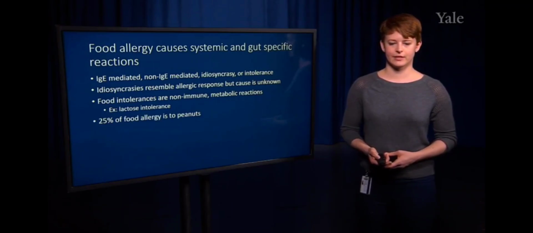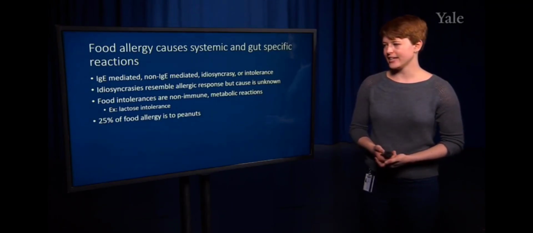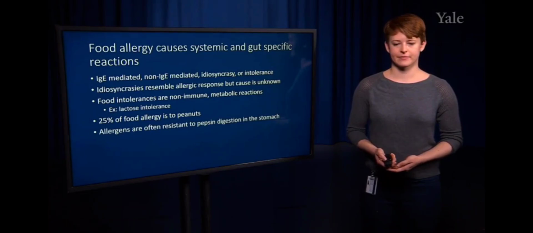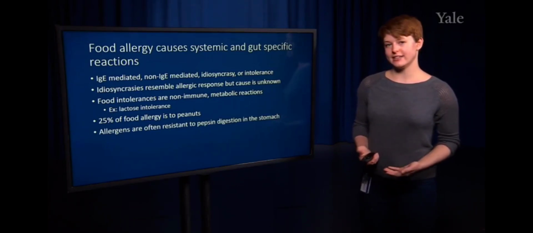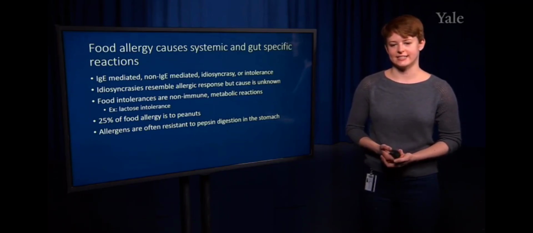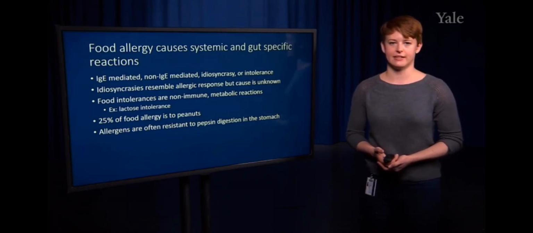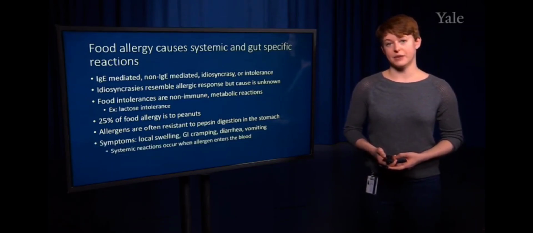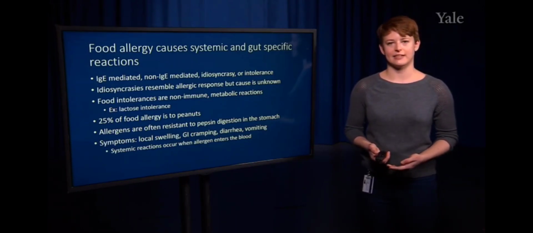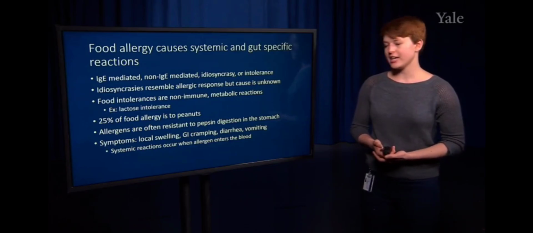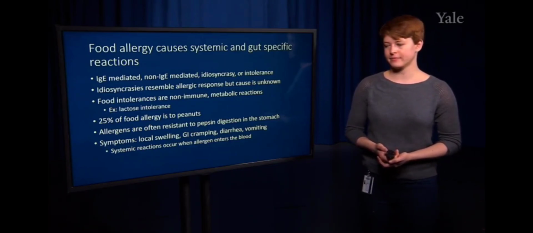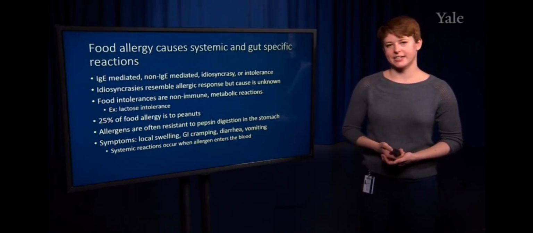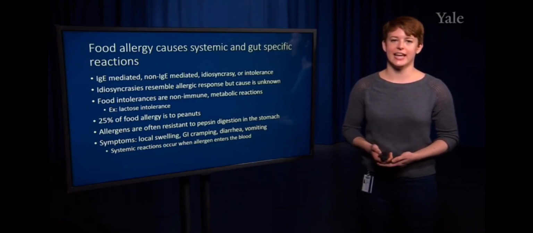So looking at food allergy, interestingly, 25% of all food allergy is due to peanuts. And allergens, like those found in peanuts, are often resistant to digestion from enzymes such as pepsin, which is found in the stomach. And normal symptoms of a food allergy include local swelling, perhaps in the mouth, throat, or tongue, GI cramping, diarrhea, and vomiting. So this is that increased peristalsis I mentioned earlier. And systemic reactions such as anaphylaxis can occur when the antigen moves from the gut lumen into the blood.